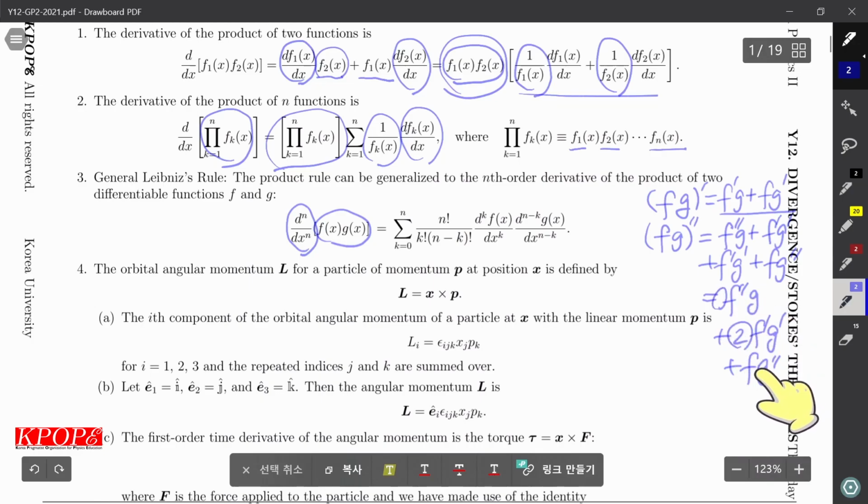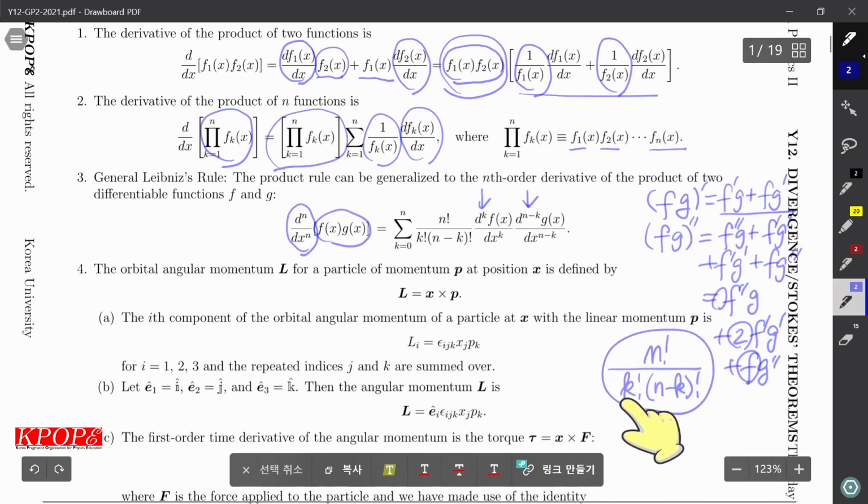This overall factor is a combination. Among n derivatives, there is a way to distribute k derivatives and n minus k derivatives. So that is the combination n factorial over k factorial times n minus k factorial. This combination factor is multiplied, and the sum over k runs from 0 to n.